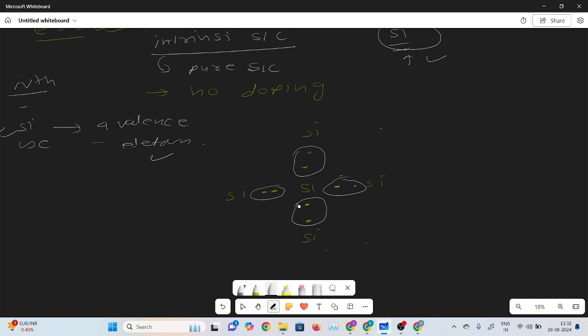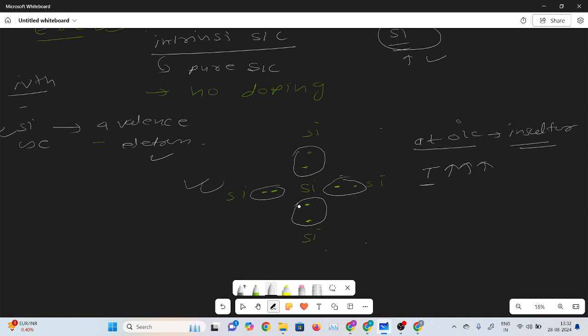You know already, I think, that at zero degree Kelvin this semiconductor behaves as an insulator. At 0 Kelvin it is an insulator.